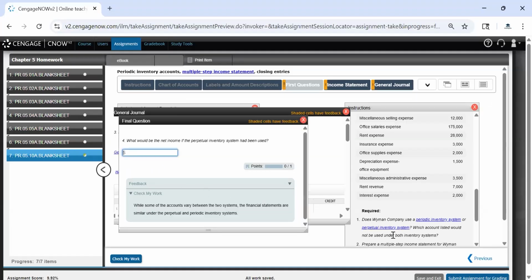What will be the net income if the perpetual inventory system had been used? It's going to be exactly the same. The inventory system used to record and do the calculation has no impact on what the cost of goods sold actually is. The ending inventory is the same either way, which means the cost and the amount paid for the inventory is the same. The cost of goods sold is going to be the same. Gross profit, same. Net income, same. Even though the accounts vary, the financial statements amounts are the same, even if the presentation method is different.